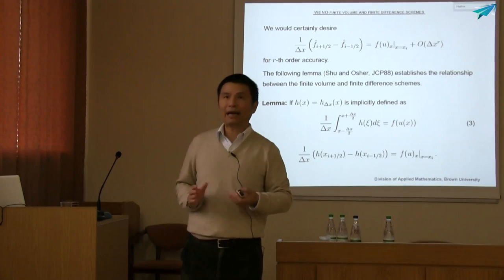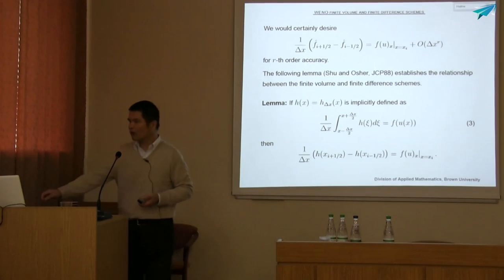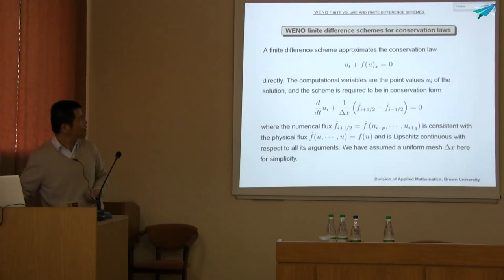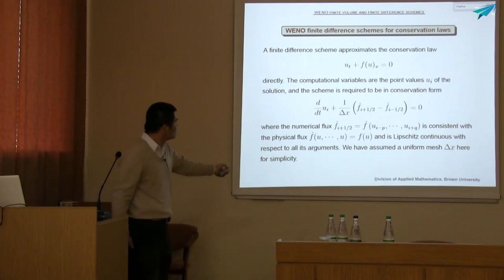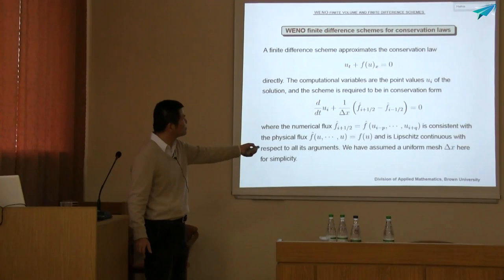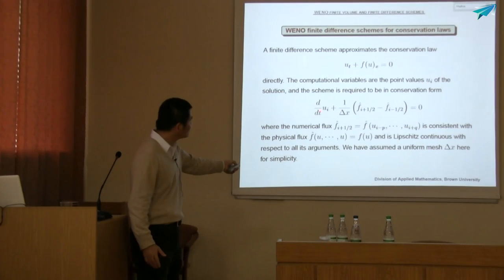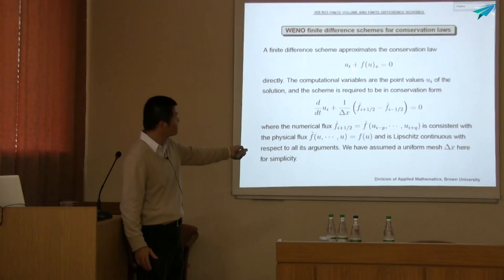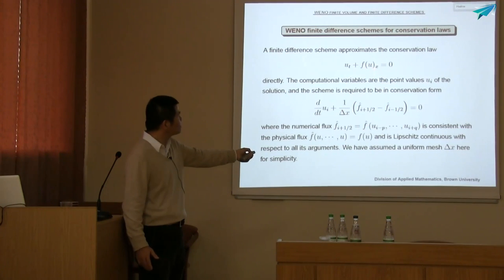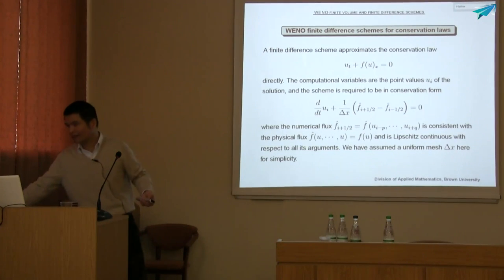First, let's discuss accuracy. The scheme is d/dt of u_i plus 1 over delta x of this difference equals 0. This u_i is exactly u. We did not do anything to this PDE, not like before when we integrated this PDE. So this term corresponds to this term directly at the node x equals x_i. Then this flux difference should approximate f(u)_x at x equals x_i to high order accuracy.